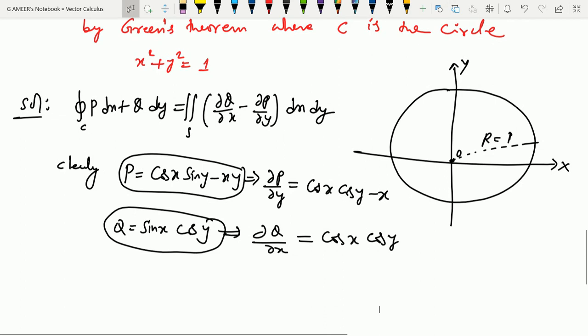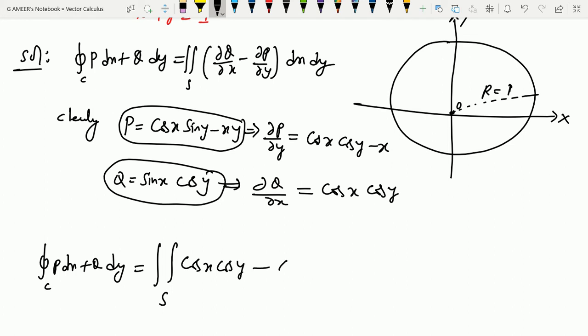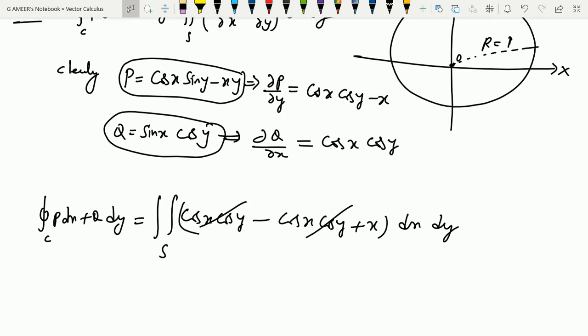Now substitute everything here. I need the LHS, that is the entire thing, p dx plus q dy. That I will not do here. I'll do surface integration. So what is dou q by dou x minus dou p by dou y? That is cos x cos y minus cos x cos y plus x into dx dy. So what will be here? Then cos x, this entire factor cancels. What is remaining for me? Surface integration x dx dy. Okay. So now we need to perform the surface integration along the closed curve.